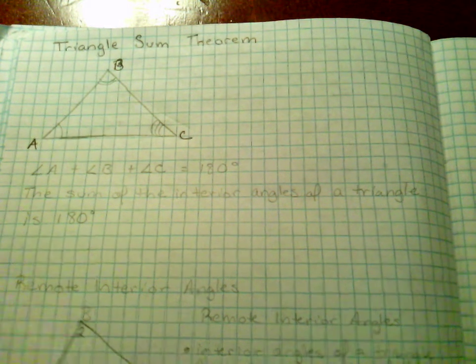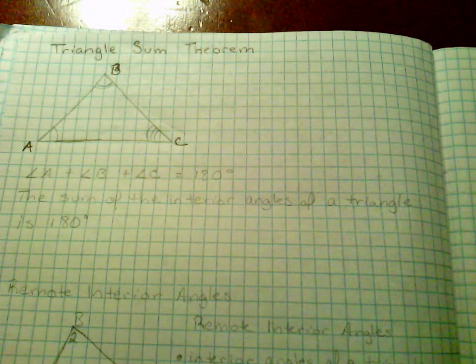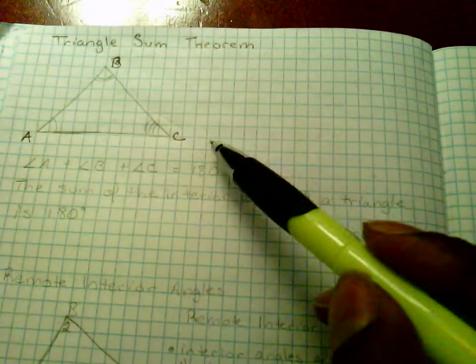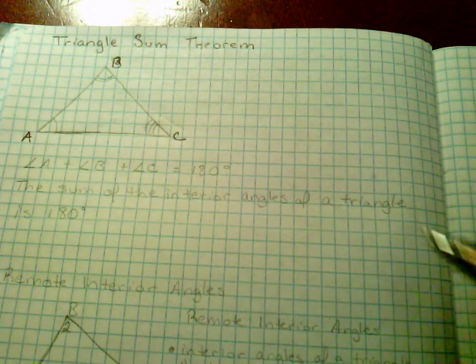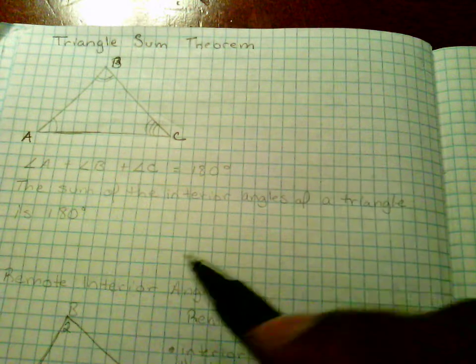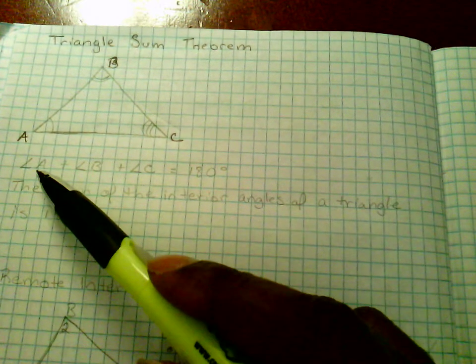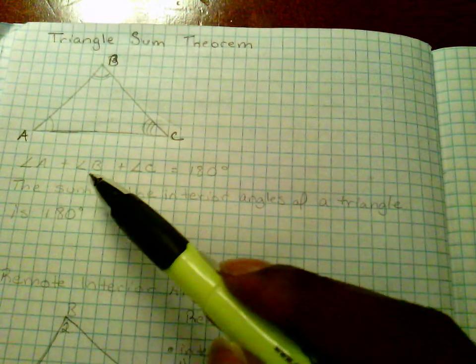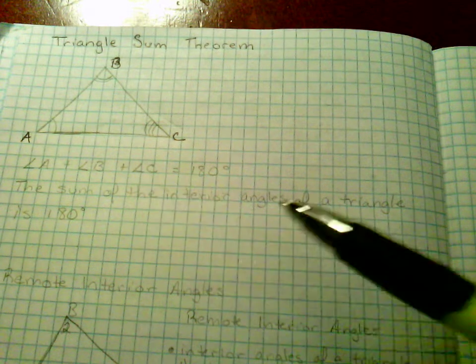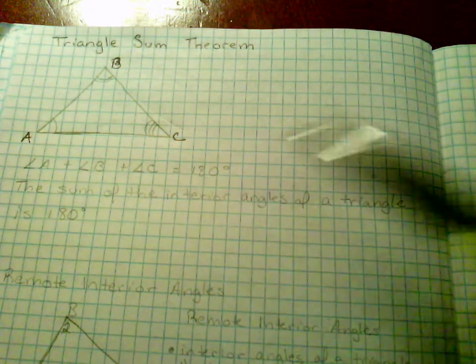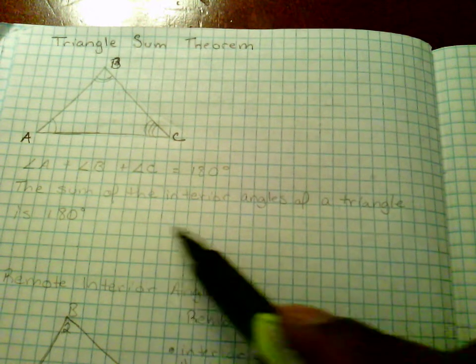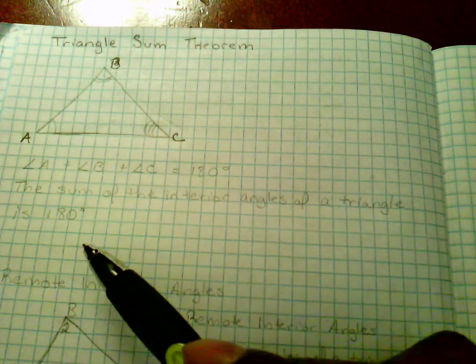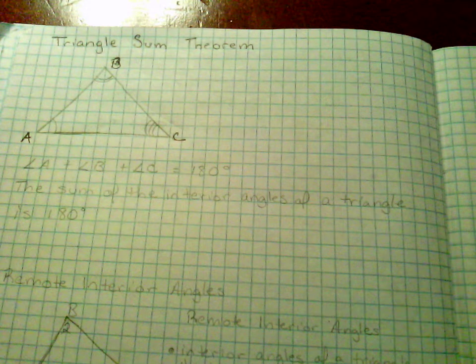All right, the triangle sum theorem is when we have a triangle ABC, and this could be equilateral, acute, isosceles, right, and so forth. Doesn't matter. All three angle measures, angle A, angle B, and angle C, the sum of these angles will always equal 180 degrees. So the sum of the interior angles of a triangle is 180 degrees. That's the triangle sum theorem.